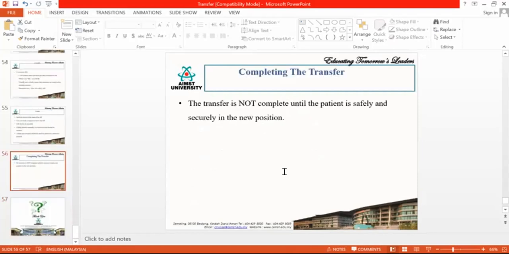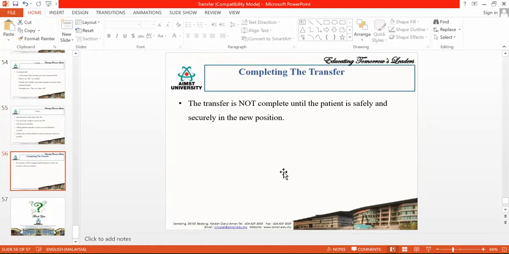Okay, and the last thing is the transfer is not complete until the patient is safe and secured in the new position. So as I said earlier, you transfer a patient from a wheelchair to the bed. You make him sit on the bed, then you turn and you start to push the wheelchair. Suddenly the patient might be sitting at the edge of the bed and she might fall down. So this is not a proper transfer.